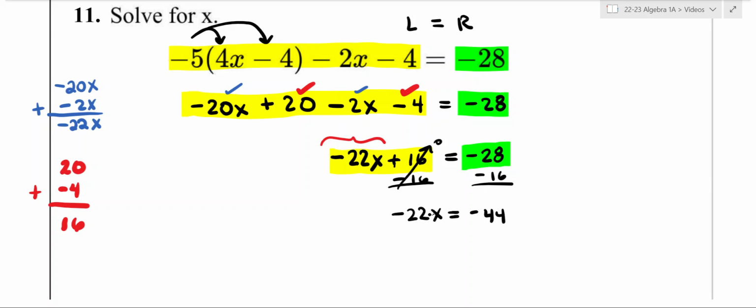And since x is being multiplied by negative 22, right, we just want the x. We've got to get rid of the coefficient, so we need to undo the multiplication. We're going to divide by negative 22. So then x equals 44 over 22, which is 2.